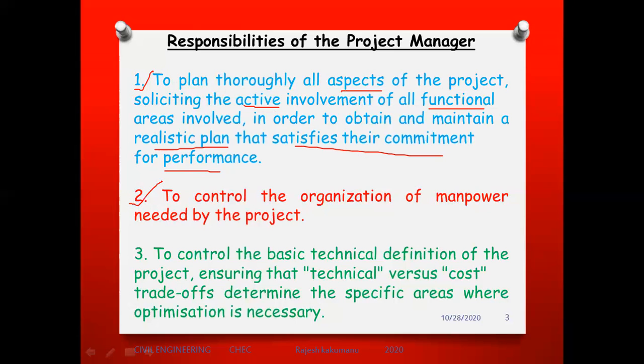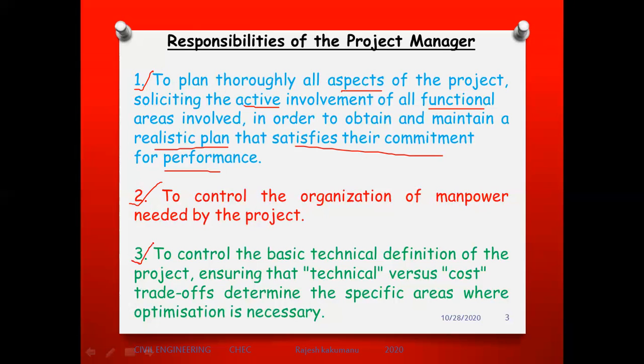Next, the second point is to control the organization of the manpower needed by the project. For example, if you are doing any construction building, then you have to see the manpower, the material, and the money. So you have to control the manpower needed for any project. How many people are required? How many people for the morning shift? How many people for the evening shift? You have to arrange the manpower depending upon the project.